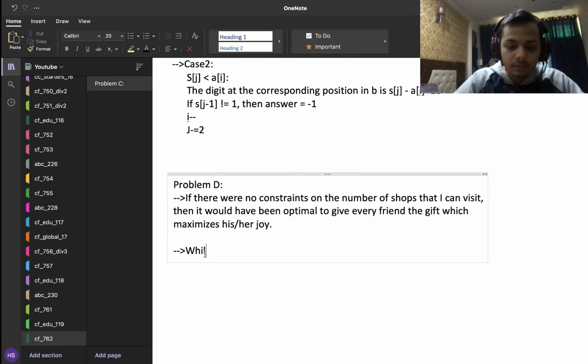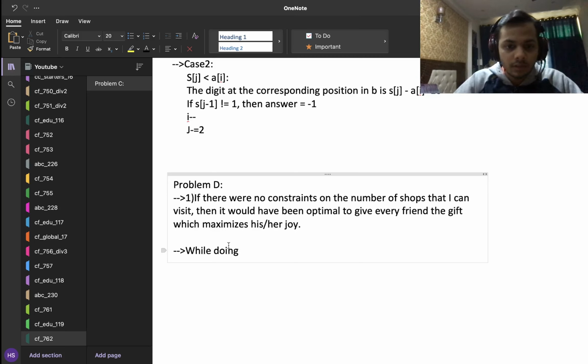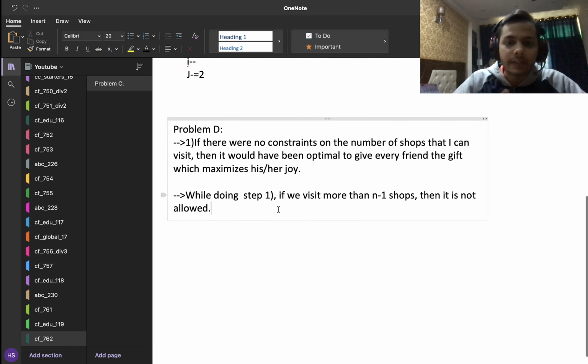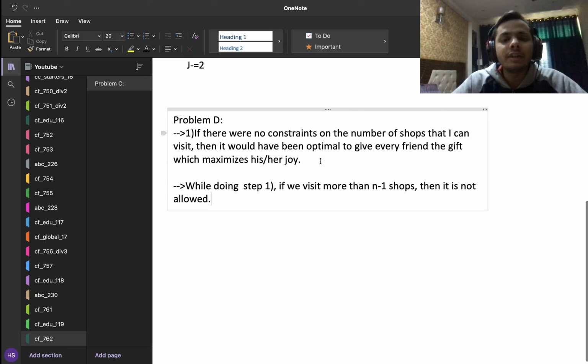So while doing step 1, if we visit more than n minus 1 shops, then it is not allowed. And this is the only case where I can go wrong. If while doing what is written in step 1, I don't visit more than n minus 1 shops, then that is obviously the optimal way to do it, because I simply can't do anything better. I am giving the maximum possible joy that I can to everyone, and so I will just take the minimum out of all those maximum values.